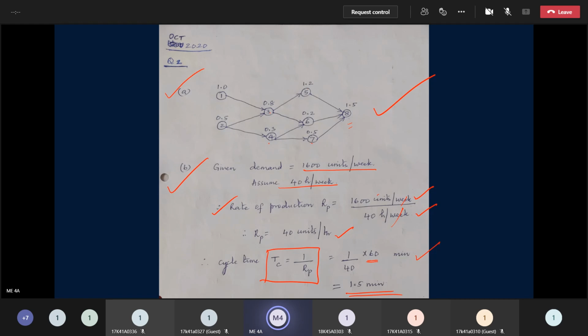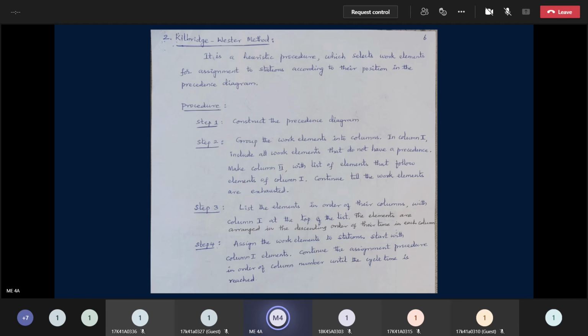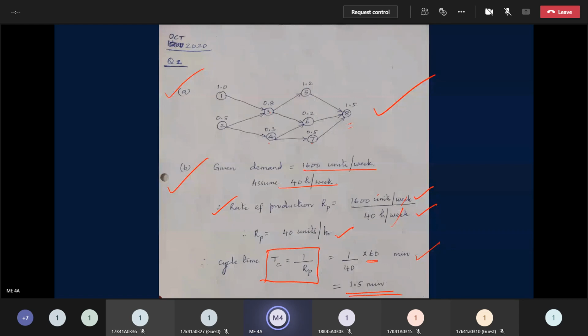Now he is asking us to calculate the balance delay using the Kilbridge-Wester method. What is that method? Let us understand. Step 1 is to construct the precedence diagram. That is already done. Step 2 is to group work elements into columns. In column 1, include all work elements that do not have a precedence. Which elements are in column 1 in our diagram? Elements 1 and 2, which do not have any precedence.